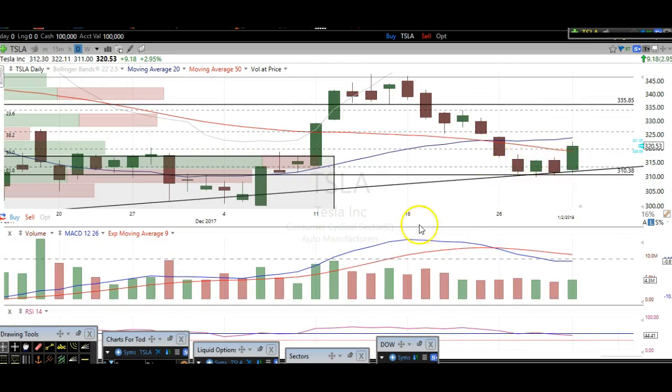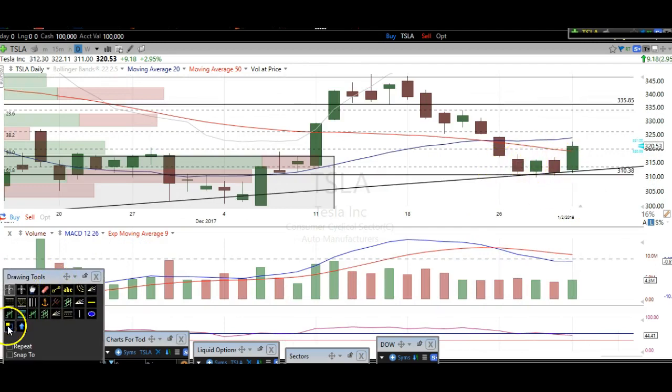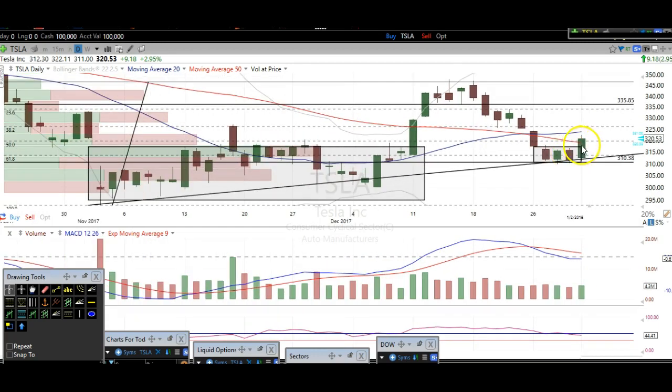We also broke out of this little mini box that we were trading in here for the last 3 sessions. I'll draw that for you right there. So I think that this is going to be a nice little start here for Tesla. Most likely it's going to move up here in the next coming days.